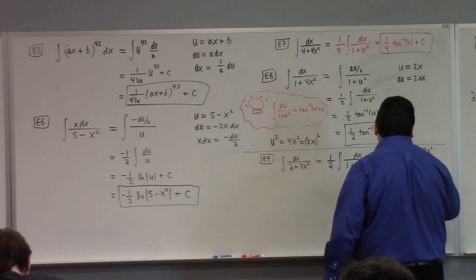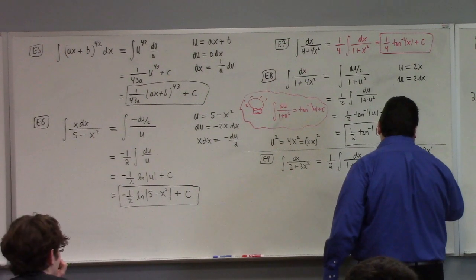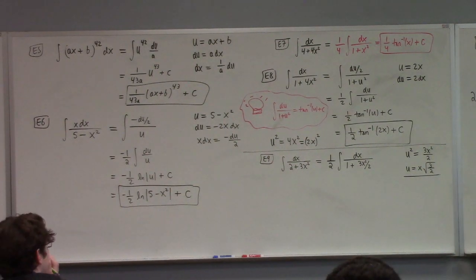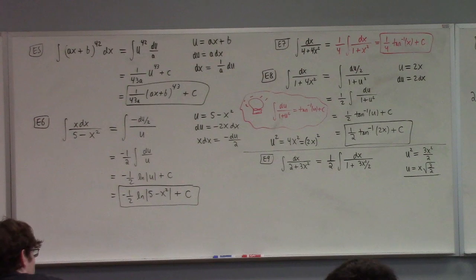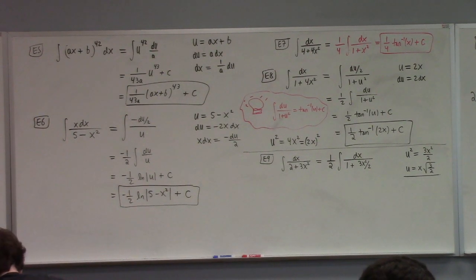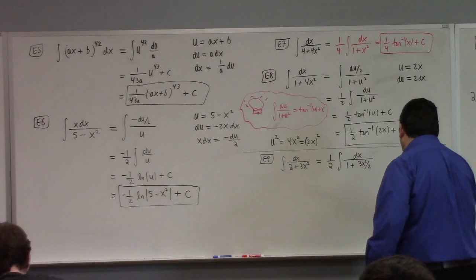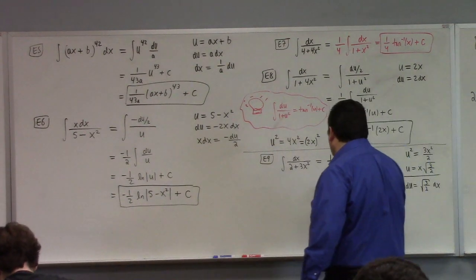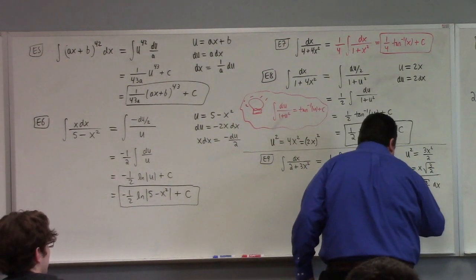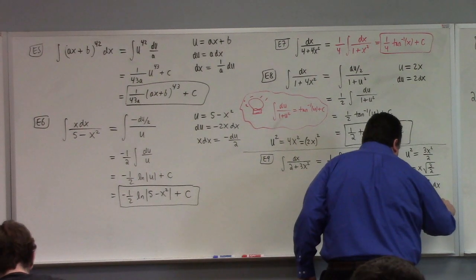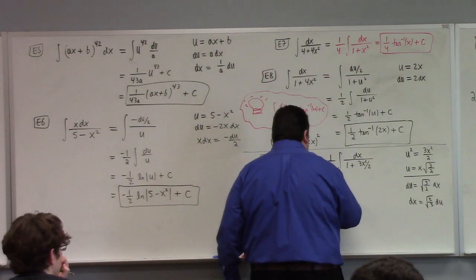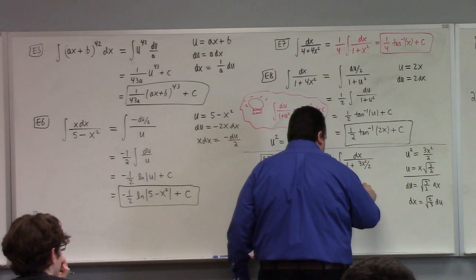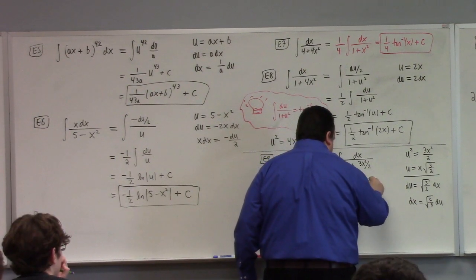So if you look at that, u is going to be like x times the square root of 3 over 2, would be maybe a good substitution, right? Because then u squared is 3x squared over 2 with that substitution. If I do that, what's my du? Well, du is root 3 over 2 times dx. So if I solve that for dx, I've got dx is the square root of 2 over 3 du. And so I've got 1/2 the integral of 1 over 1 plus u squared times the square root of 2 over 3 du.